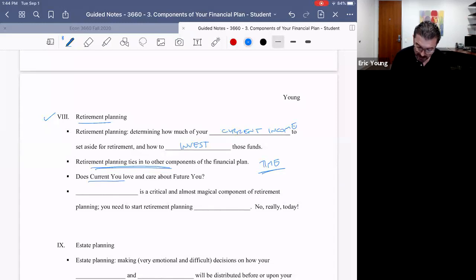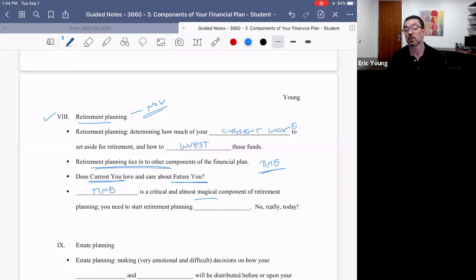You do have to ask this question. Does current you love and respect and care about future you? Because if that's the case, if current you does love future you, then you need to start thinking about retirement planning now. Because again, time is a critical and almost magical component of retirement planning.